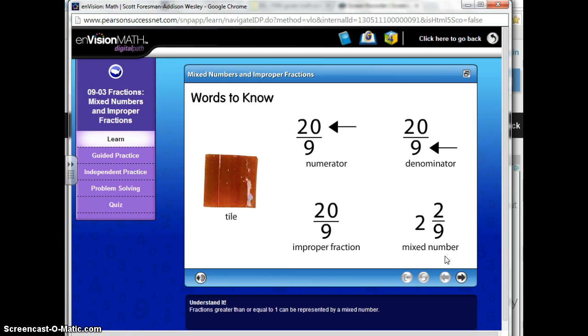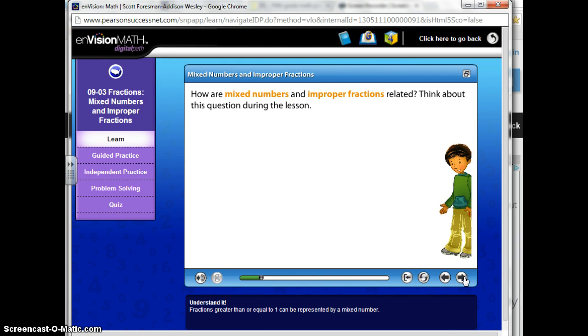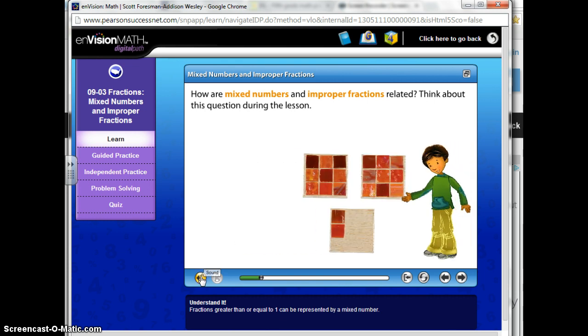So we're going to focus on improper fractions today, and we're going to try to make them into mixed numbers. A mixed number is a big whole number with a fraction next to it. It means that amount plus a little bit extra. So our question of the day is, how are mixed numbers and improper fractions related?